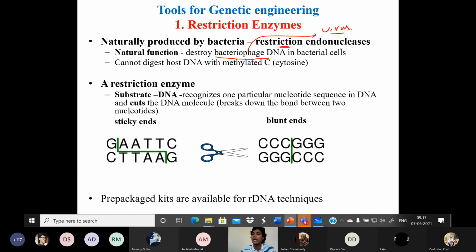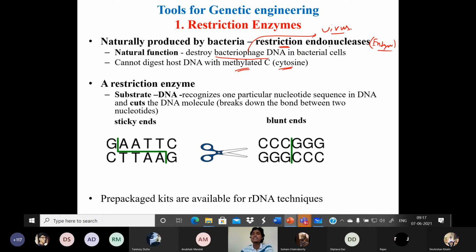But you can ask me, why is this restriction endonuclease, which is nothing but some kind of enzyme, not cleaving the bacterial cell's own DNA? Because bacterial DNA is protected: most of their cytosine residues are methylated, and this enzyme cannot work if the cytosine is methylated. Do not go into that much detail, but only remember that restriction enzymes are used as a defense mechanism in bacteria, so that bacteriophages cannot attack them, right?